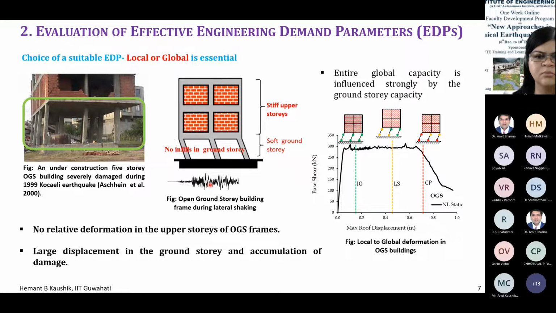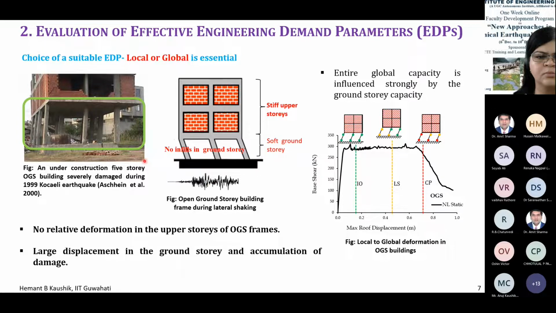And let me inform you that 99% of the studies use the top story displacement as the engineering demand parameter, because that is the easiest demand parameter to obtain. Now let us see what happens when we do that.